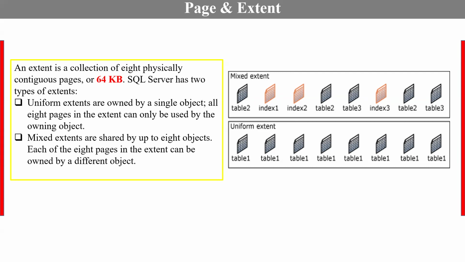I explained only what is an extent. What is an extent, sir? A collection of 8 continuous data pages. We'll call it one extent. Each extent size is 64 kilobytes. We have two types of extents. I hope you understand this one, everyone. Yes, Subbu. Now, sir, let's start.